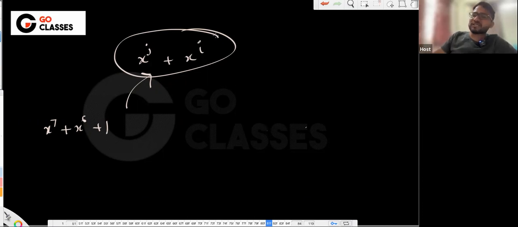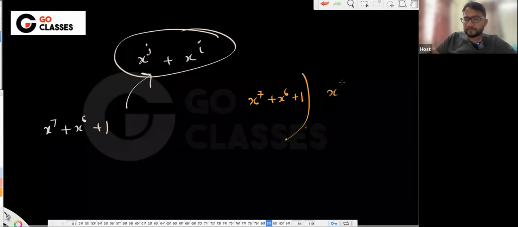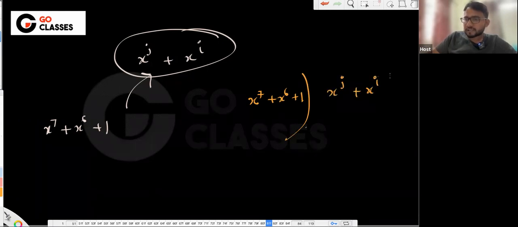Yeah. So since these are, like, you can say these are the three terms, these are two terms, it will never be able to divide. How? Let me just tell you the intuition. See, this is x power 7 plus x power 6 plus 1. If these are the three terms and these are just two terms, you can never divide it. Why? Let's just see if we try to divide, then what is happening.